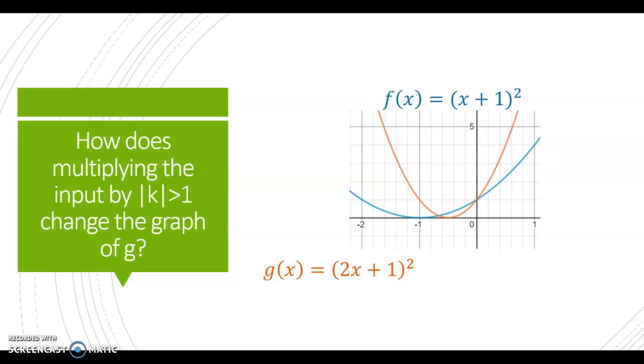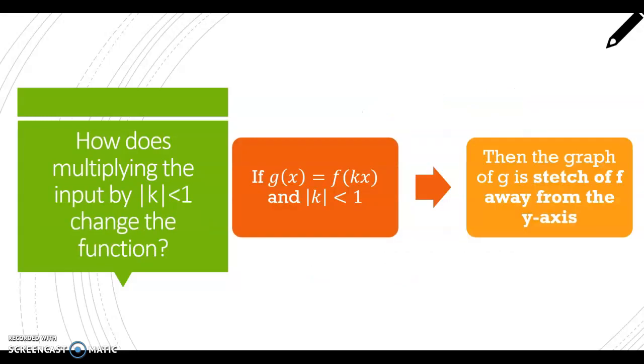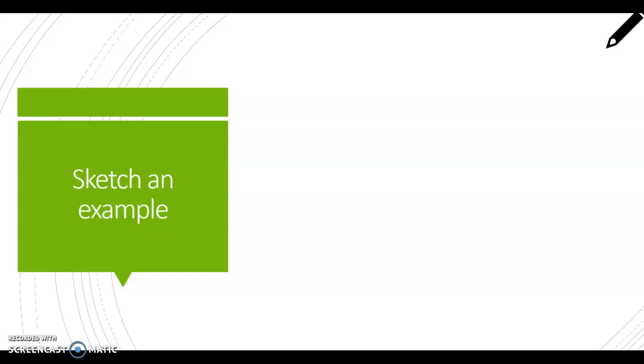Okay. So here's what I would write in your notes. How does multiplying the input by a k that's small, a fraction or a decimal, change the function? If you multiply the input by that k, then that's going to stretch your graph away from the y-axis rather than the x-axis. Please pause the video so you can write that down. And then I'm going to ask you to put an example in your notes. You could use the ones that I showed on Desmos. You could use your own example, but make a picture of what that looks like.